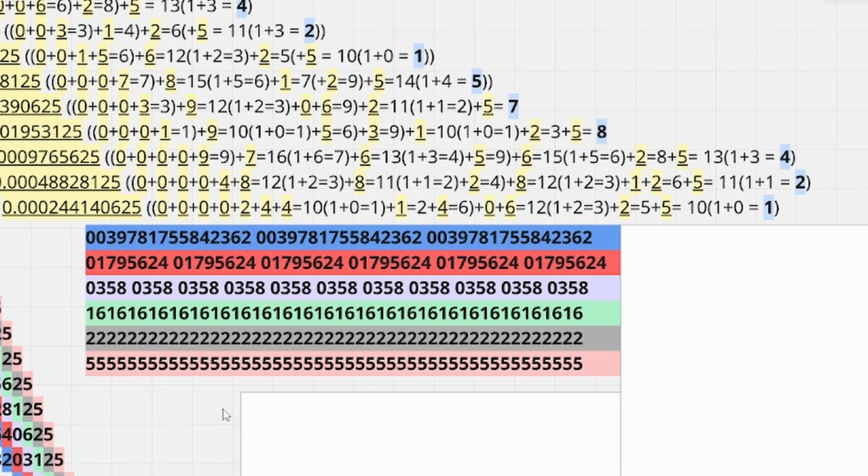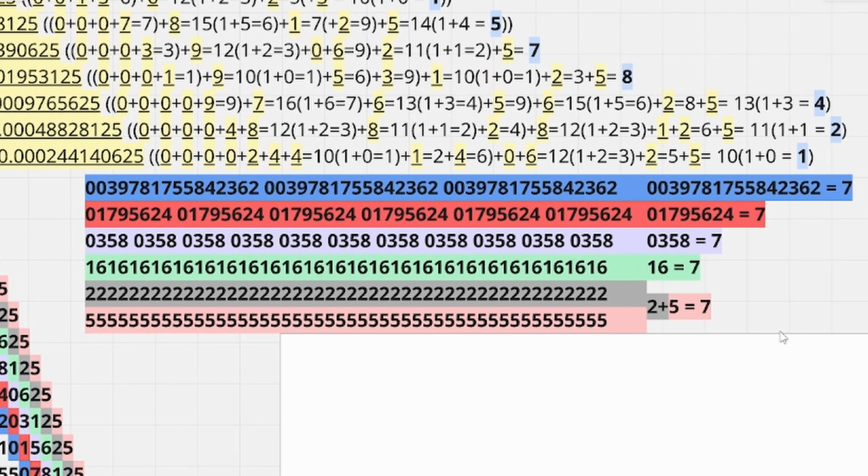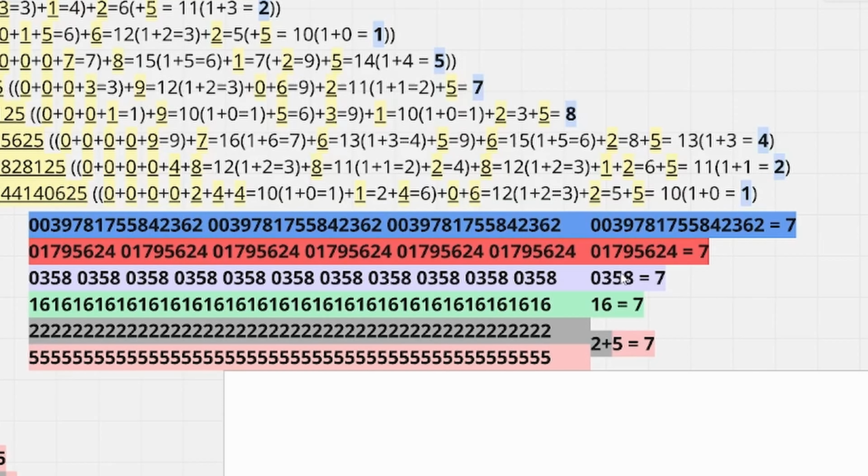But not only that, there is also another pattern. So if we look here, 2 plus 5 equals 7, right? And then 1, 6. 1 plus 6 equals 7. Then we have 0, 3, 5, 8, which is 3 plus 5 equals 8, plus 8 equals 7. Again, in the red column, 1 plus 7 equals 8, plus 9 breaks back down to 8, plus 5 equals 4, plus 6 equals 10, which is 1 plus 0 breaks back down to 1, plus 2 equals 3, and 3 plus 4 equals 7.